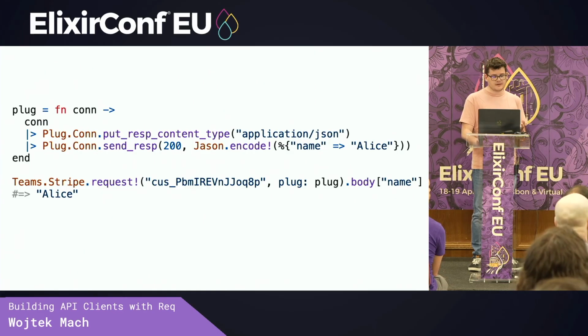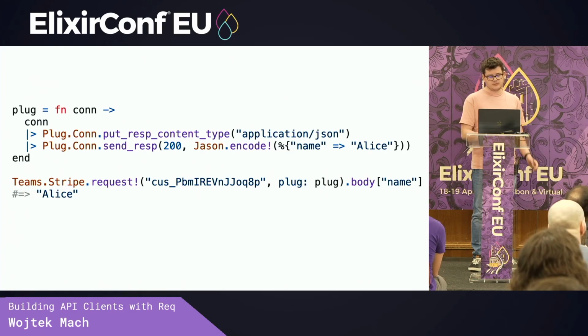It's just going to evaluate this plug, and the plug is just a regular plug. We set the content type, we set the response, we encode the response. So instead of hitting the real server, we hit a stubbed test server, but we control it using the Plug API that we all know. And the name is local stubs because we pass the plug option to the request call.